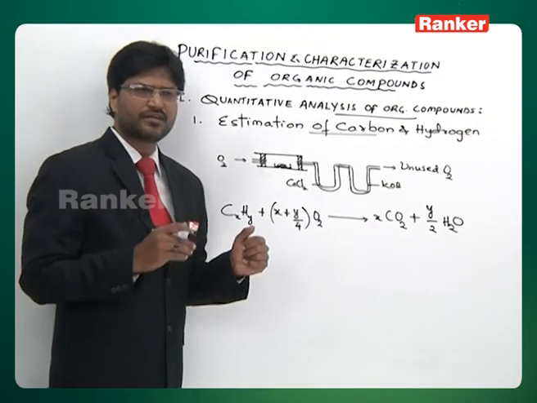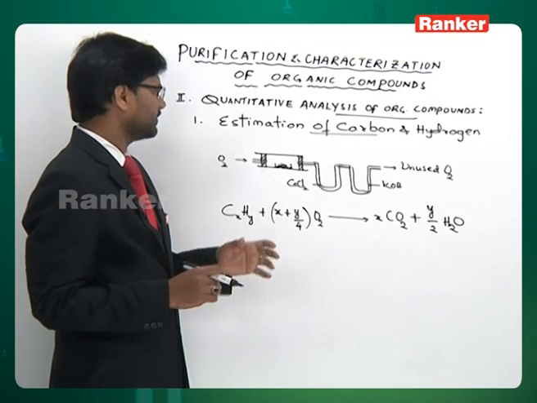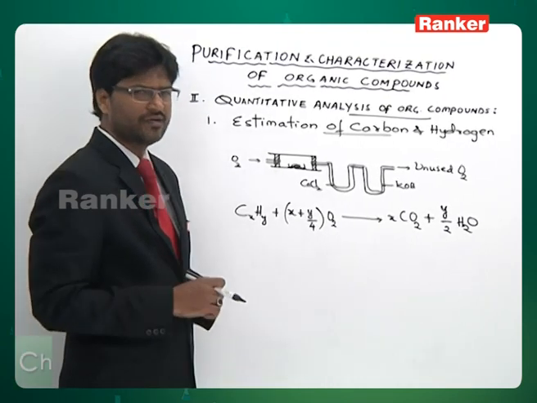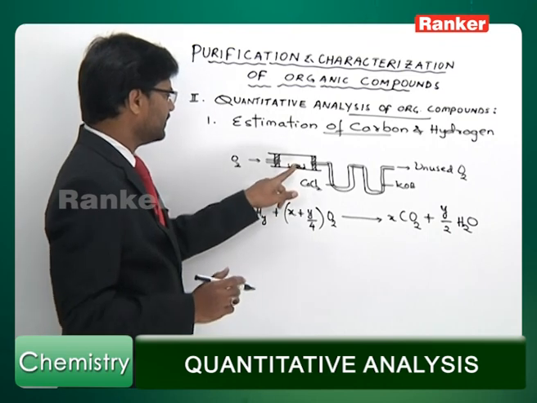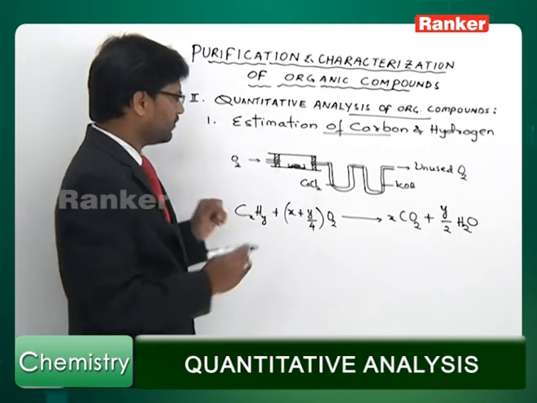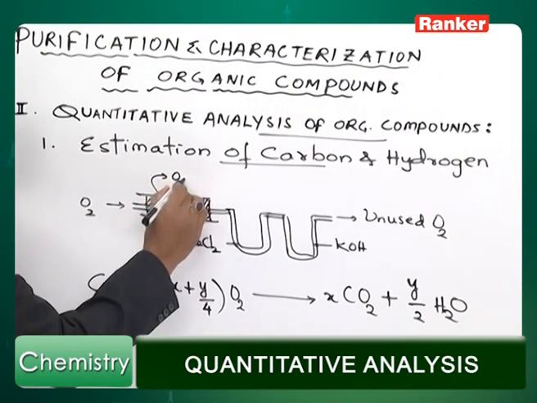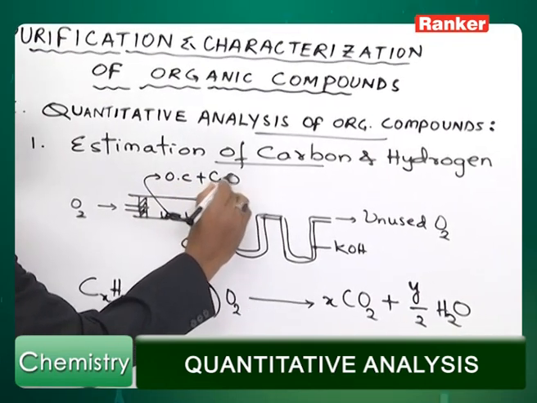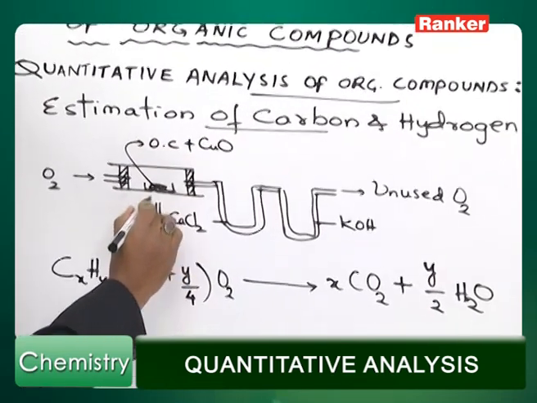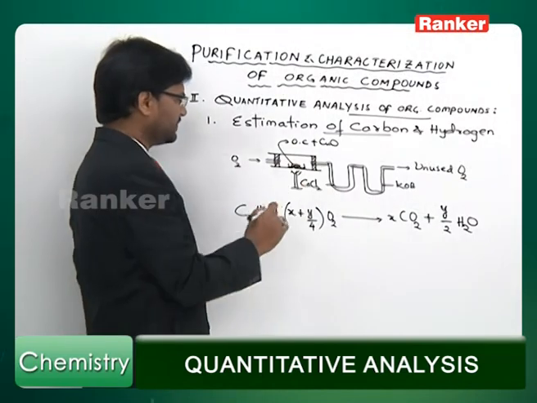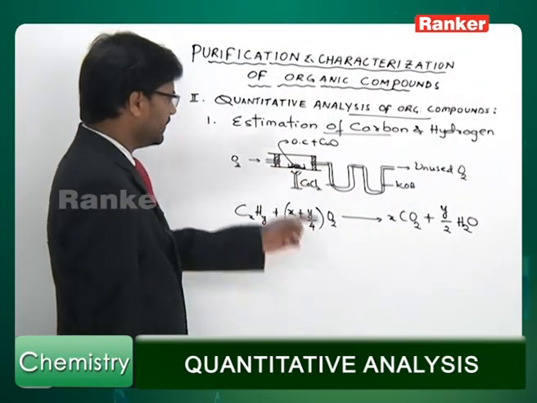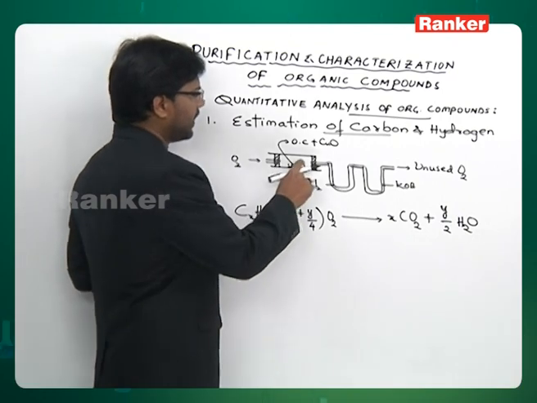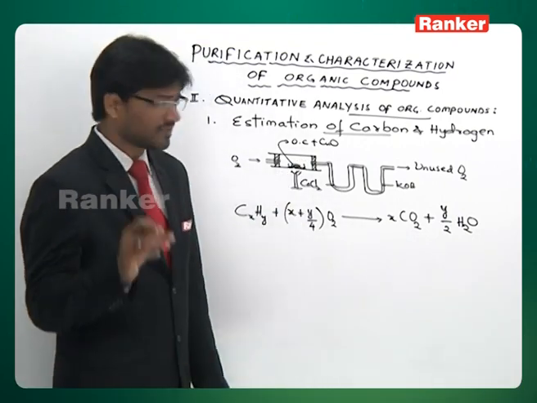Look at the experimental setup which is used for the estimation of carbon and hydrogen in the organic compound. What we need to do is take a mixture of organic compound and cupric oxide and heat it in this type of setup. You need to constantly circulate oxygen. Now, what happens is carbon becomes carbon dioxide, hydrogen becomes water.